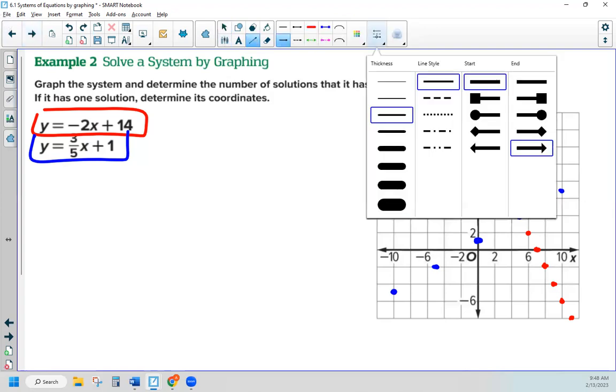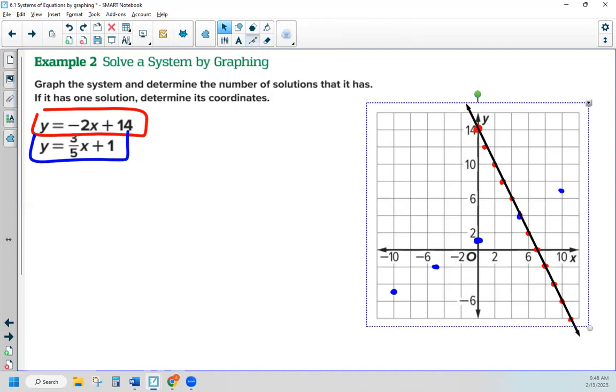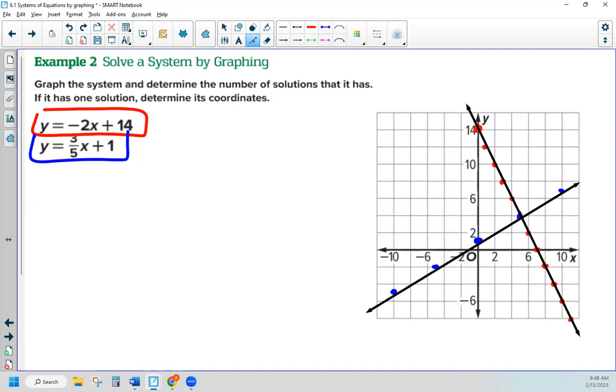Let's make this thing. Here we go. So we got the red one. Oh no. Come on, give me the line tool. Okay. Got that one here. There we go. All right, cool. Got it.